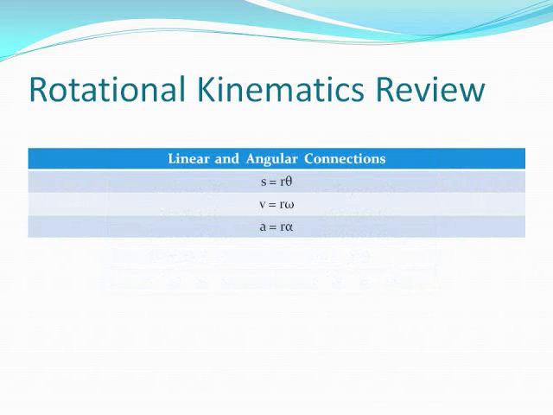Okay, so let's make some connections between linear and angular measurements. For displacements, s equals radius times theta. For velocity, v equals r times omega. And for acceleration, a equals r times alpha. Now, all these equations, the first five that I mentioned, and now these three, all work assuming constant acceleration and that there's a fixed axis of rotation.